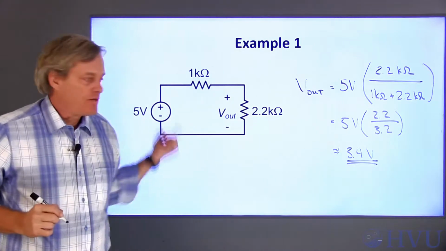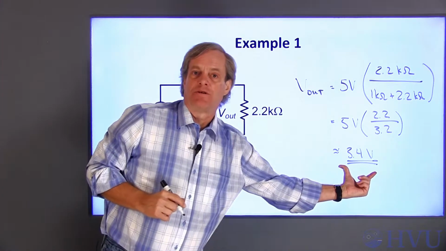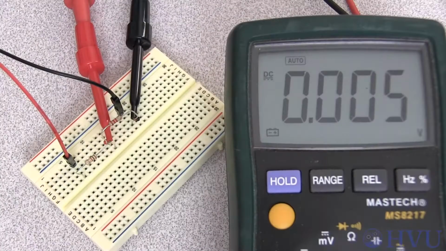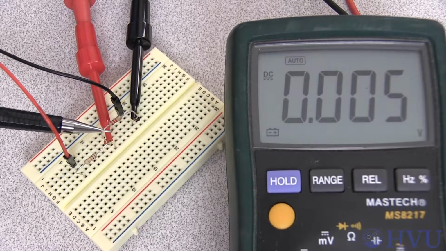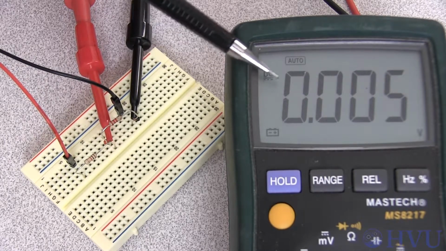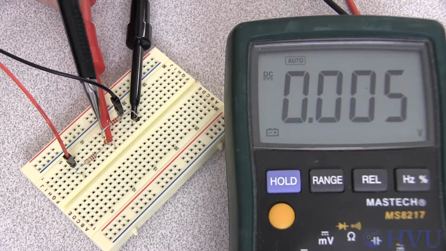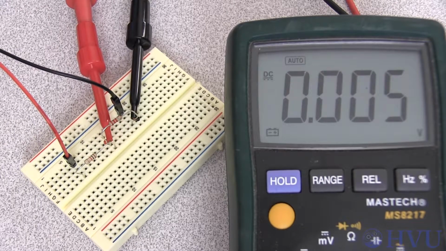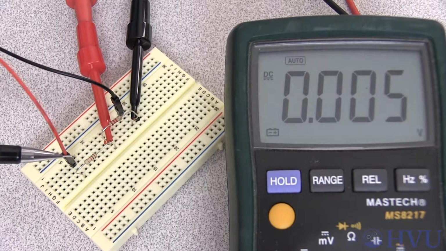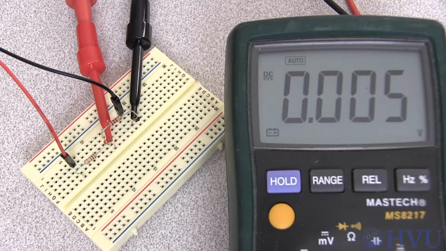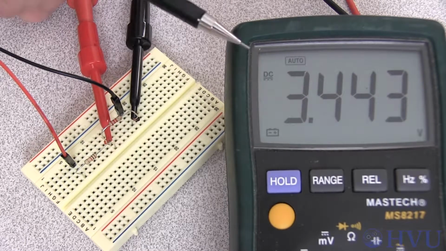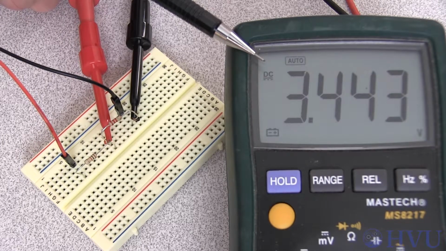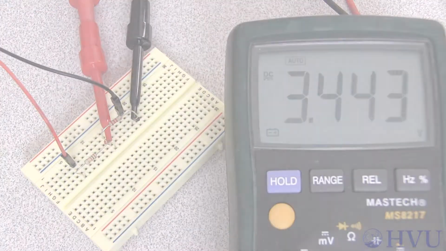Now let's wire up this circuit, make the measurement, and see if it matches our expectations. Here's my circuit. This is the 1 kilo ohm resistor. This is the 2.2 kilo ohm resistor. I'm using a digital multimeter to measure the voltage across the 2.2 kilo ohm resistor. Power is applied with the Analog Discovery's positive voltage supply. I'll turn on 5 volts now. So power is on. And we're measuring about 3.4 volts, which is what we expect from our analysis.